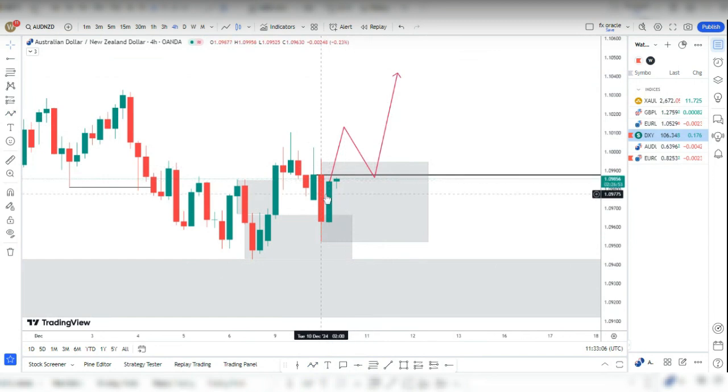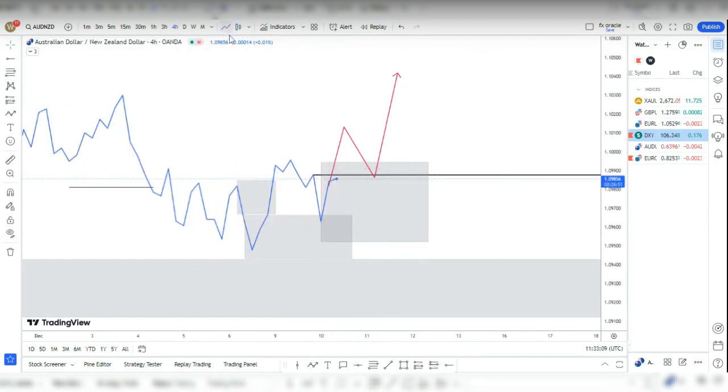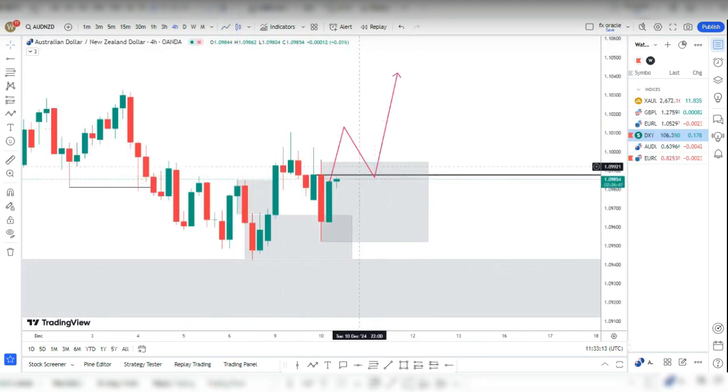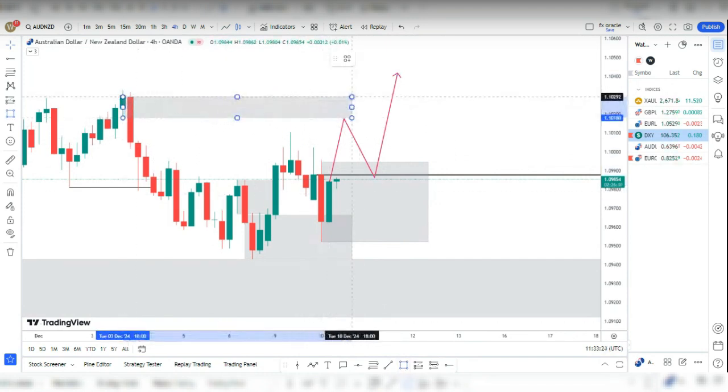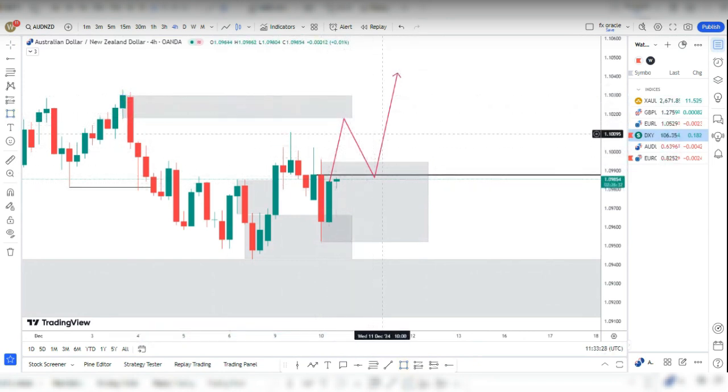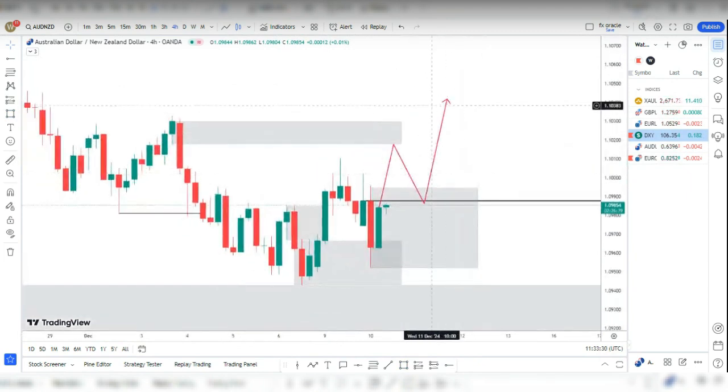Take note, it will form a key level. If I go to the line chart, that's what you see. So that's what it's going to form there. It's just for you to wait, and it's going to react. I think it's going to react here because of the supply that we have here. So we might have something like this: boom, come back, then we continue to the upside.